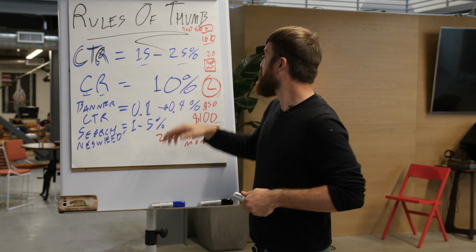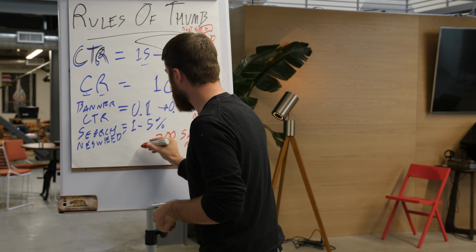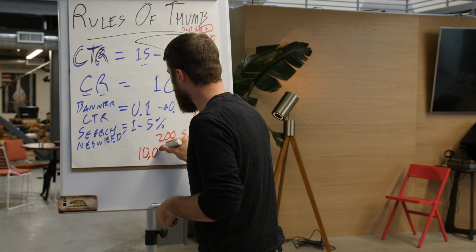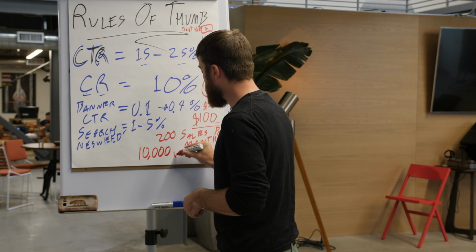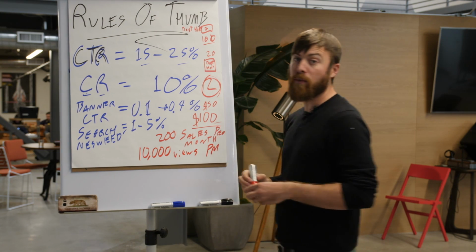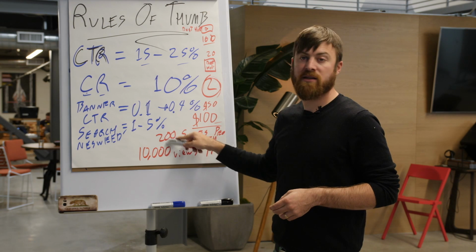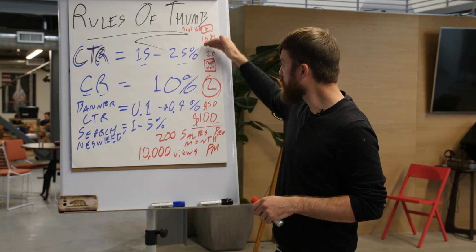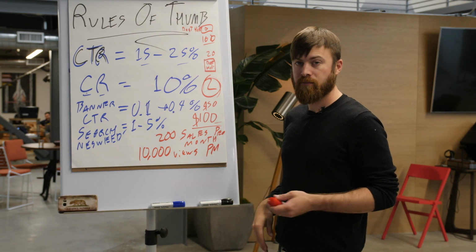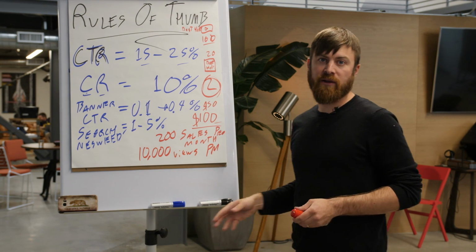We know if we want to get 200 sales per month, we need to get 10,000 views per month of our video. 10,000 views per month should end us with 200 sales if we go down the steps. Got it? Is this kind of making sense? So now we have a much more specific goal in mind.